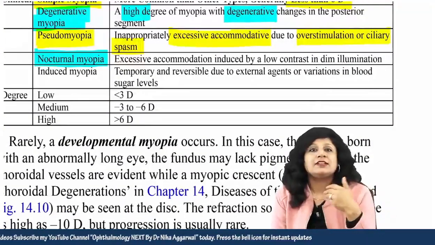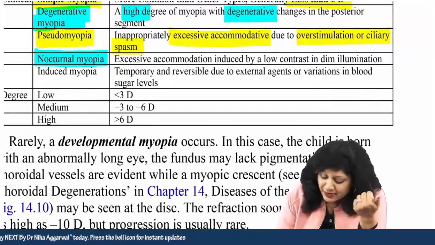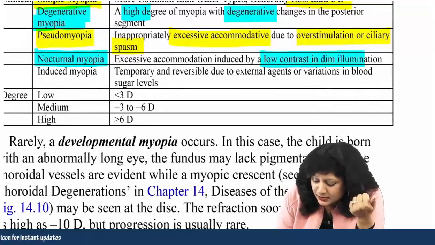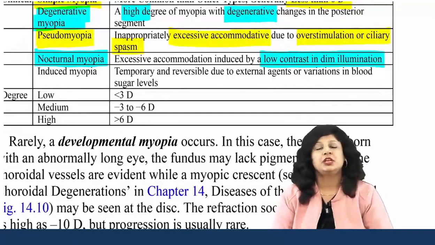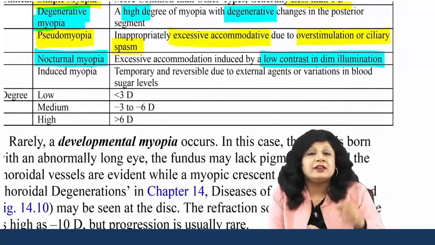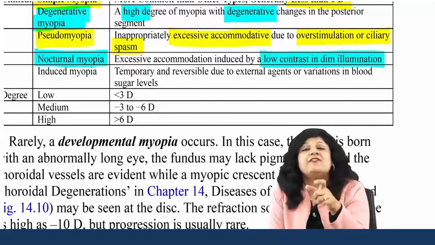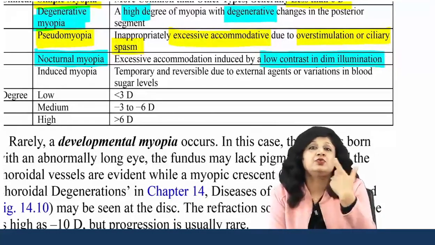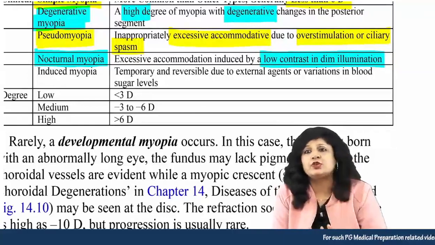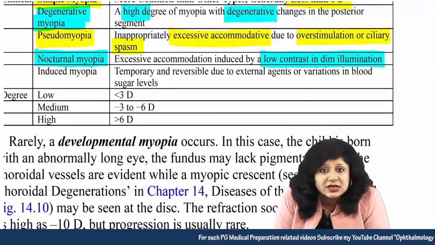Now, what is this nocturnal myopia? Excessive accommodation due to the low contrast in dim illumination. Whenever we are looking in dim illumination, the contrast level is very, very low, and due to that we are not able to see the distant objects. This is called the nocturnal myopia.